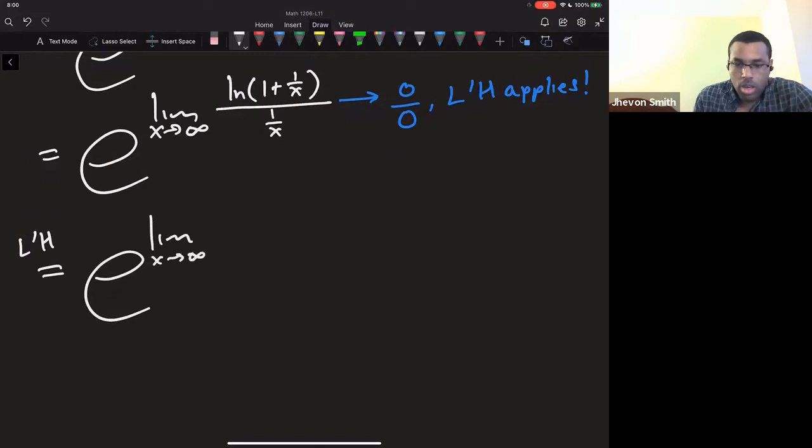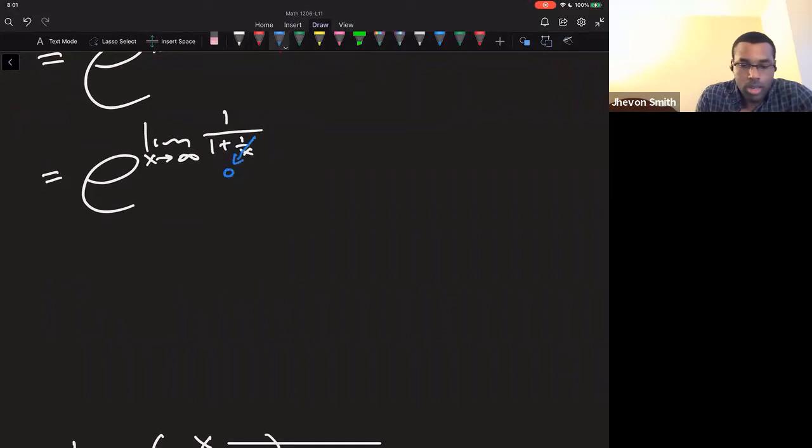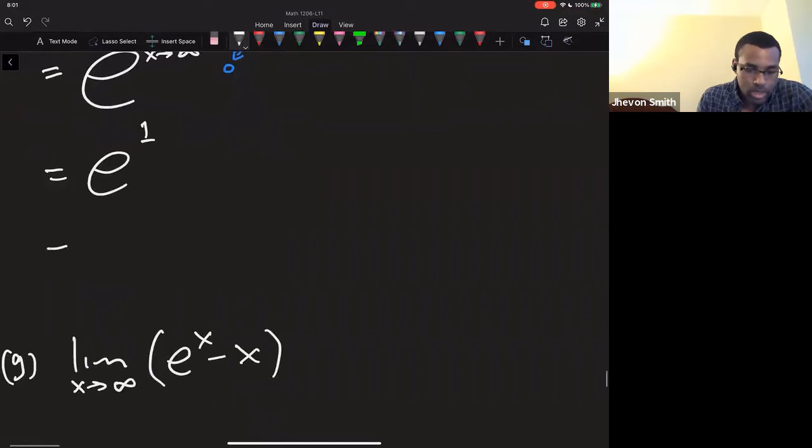So the derivative of ln of 1 plus 1 over x is 1 over 1 plus 1 over x times the derivative, which is minus 1 over x squared, divided by the derivative of 1 over x, which is minus 1 over x squared. So that pretty much cancels. And so we have e to the limit as x approaches infinity of 1 over 1 plus 1 over x. This part here is going to go to 0. So we have e to the 1. So that's just e.